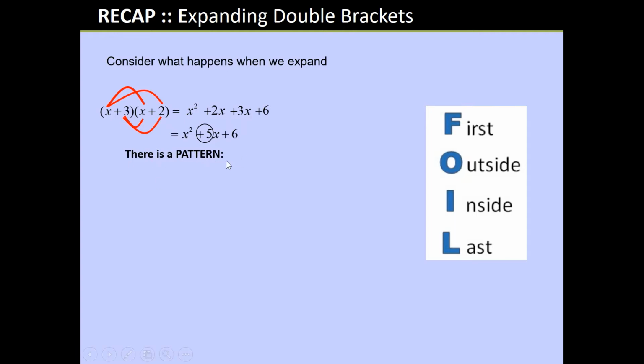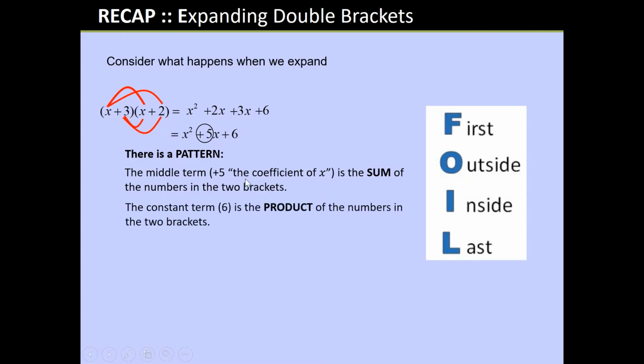And you would notice that there is a pattern. If you look at the middle term, the coefficient of x, which is positive 5 in this case, is the sum of the two numbers in the brackets, 3 and 2. So if I add 3 and 2, I will get the middle term. And the constant, which is 6, is given by the product of the two numbers in the brackets.